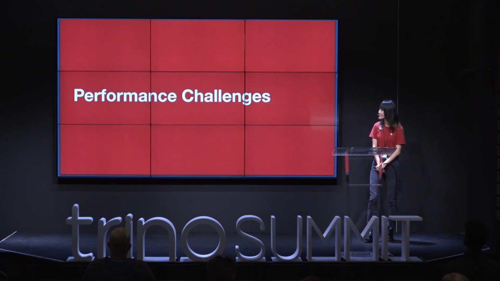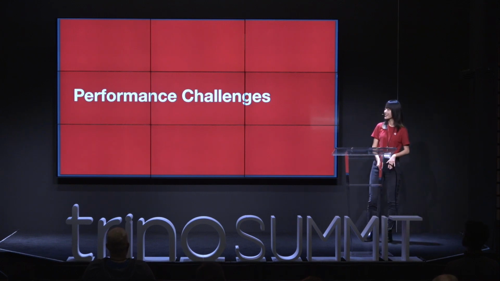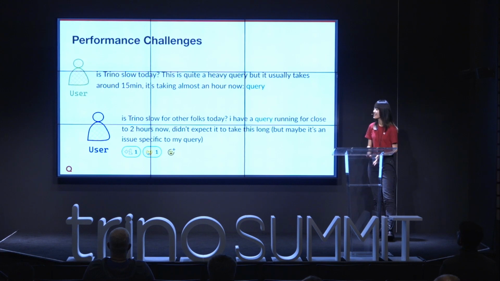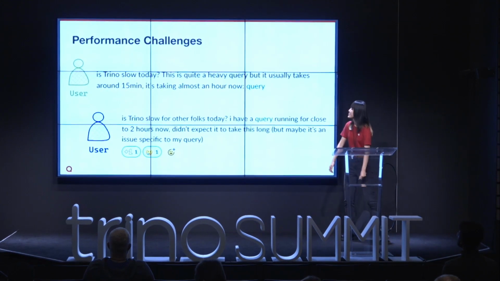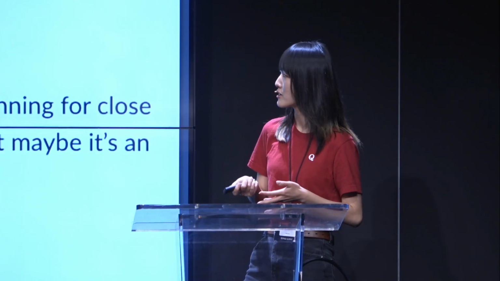Okay, moving to the second challenge we have, performance. Most of the time, Trino performs very well at Quora, and we got a lot of positive feedbacks. But sometimes we still got some feedbacks like this. For example, is Trino slow today? This is a quite heavy query, but it usually takes around 15 minutes, but today it takes almost an hour now.